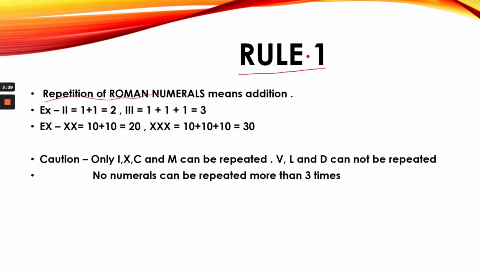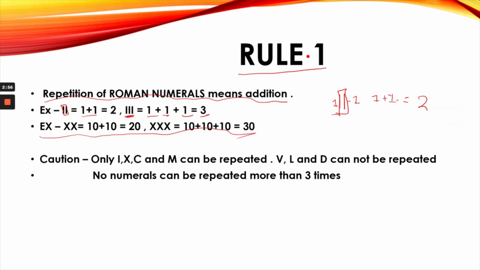Repetition of Roman numerals means addition. Yes. Here is an example. I have written I and I, which equals 1 plus 1. That I is 1, this I is also 1, and we will add them. And what is 1 plus 1? Of course, it is 2. So this number is 2. There is an example for this also: 1, 2, 3 lines. So 1 plus 1 plus 1 equals 3. You know it.